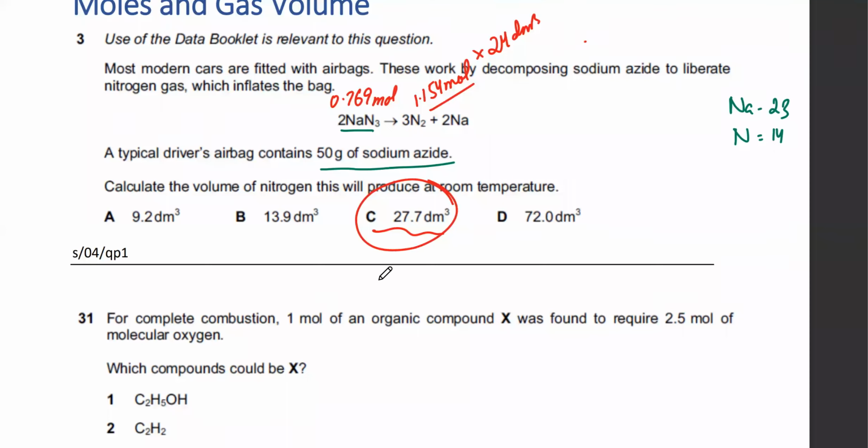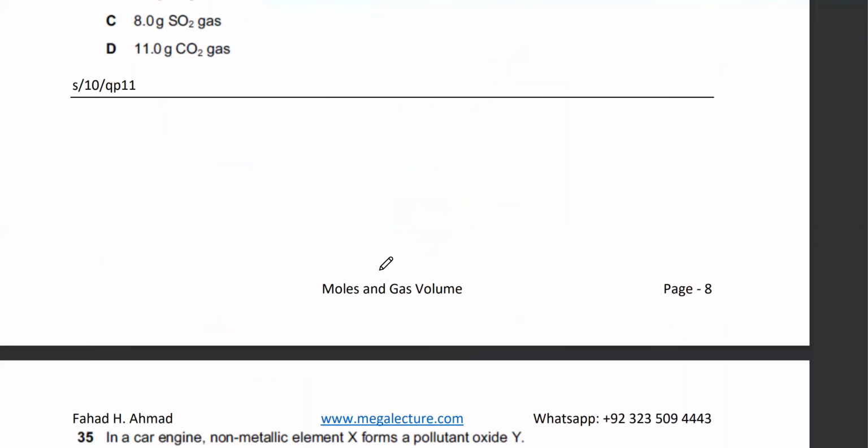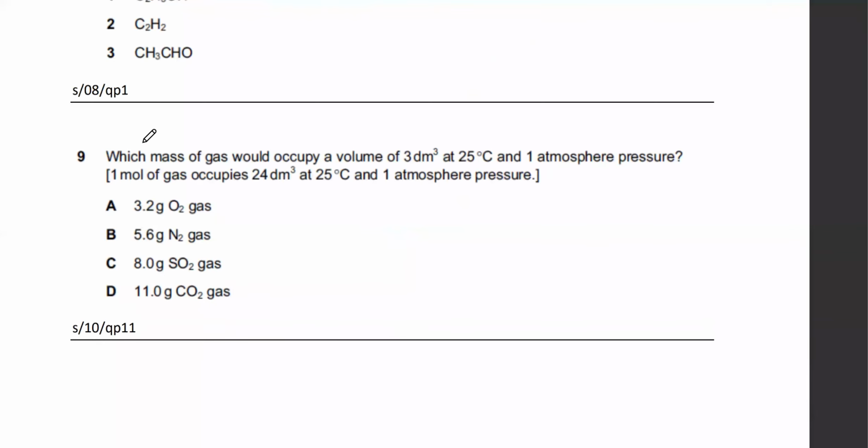Just remember, make sure all those formulas are on your fingertips. If you want to do things very quickly, keep practicing these formulas. To find mass, multiply the moles by the MR. To find moles, divide the mass by the MR. To find volume, you need the moles of the gas, multiplied by 24. You have to be very quick with this.